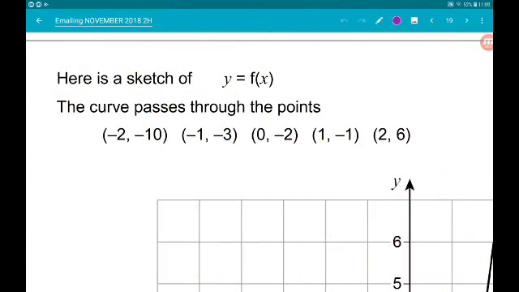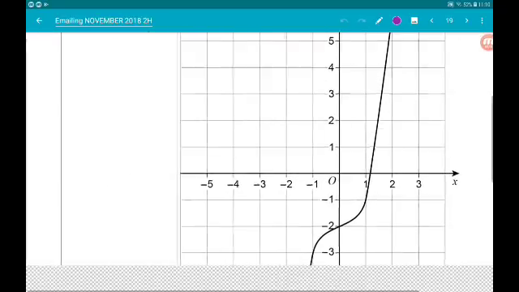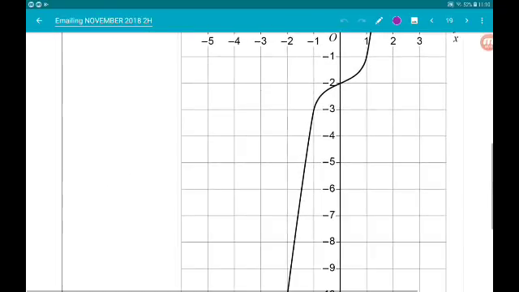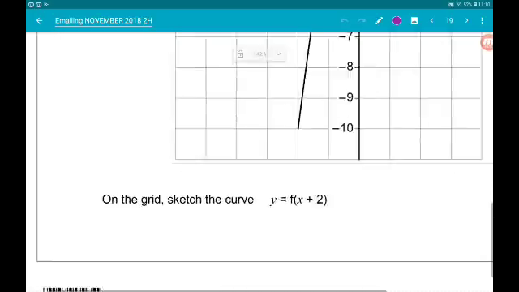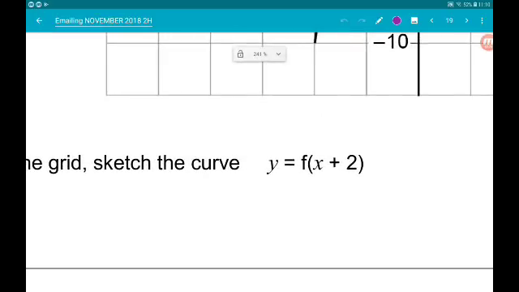24, transformations of graphs video down below. Here is a sketch of y equals f of x. The curve passes through these points. Here's our sketch. We want to, on the grid, sketch the curve y equals f of x add 2.